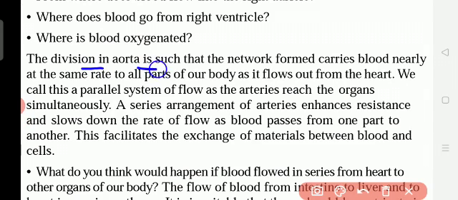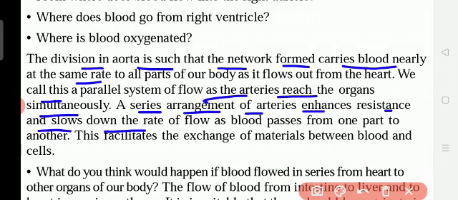From where does blood flow into the right auricle? It goes to the right ventricle, and from there it goes to the pulmonary artery, and from there to the lungs. Where does blood go from the right ventricle? From the right ventricle, it goes to the pulmonary artery and to the lungs. Where is blood oxygenated? Blood is oxygenated in the lungs, and the left side of the heart has pure blood. Left side pure blood, right side impure blood.